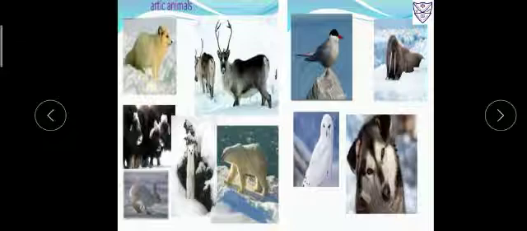Apart from these animals and birds, plenty of fish, whales, seals and walruses are also found here. See, walrus, the white owl, the bear, reindeer. So all these are the animals which are found in frigid zone.